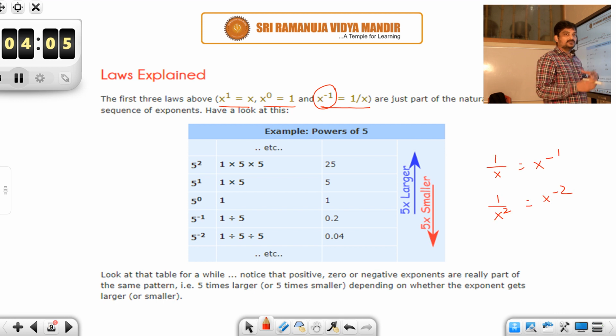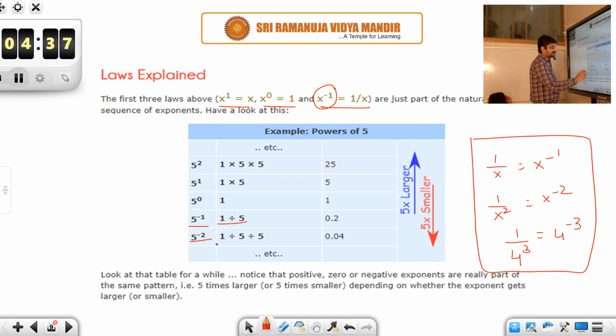Okay, you know what is meant by an exponent in the numerator. Now if the number in exponent form is in the denominator, then in the numerator you could rewrite it by just changing the sign of the exponent. Similarly, what would be 1 by 4 cube? 1 by 4 cube you could write as 4 power minus 3. Okay, so we will be doing many examples as well, don't worry in case you are not getting it. So 5 power minus 1 is 1 divided by 5. 5 power minus 2, it is 1 divided by 5 divided by 5.